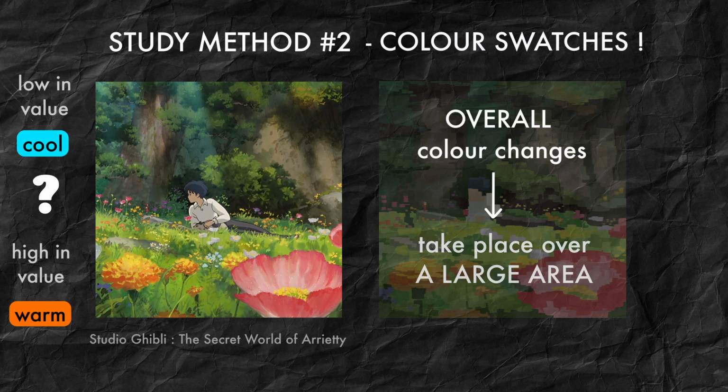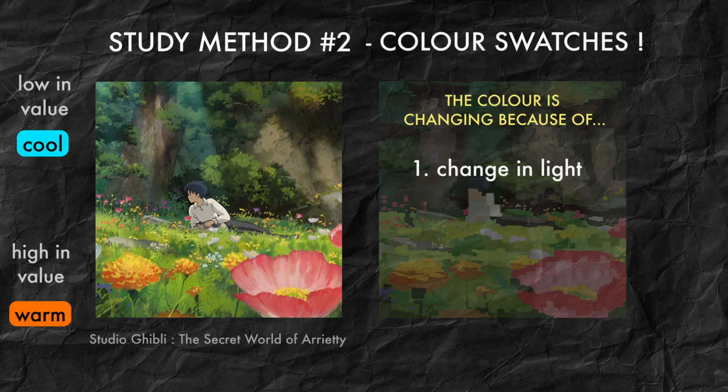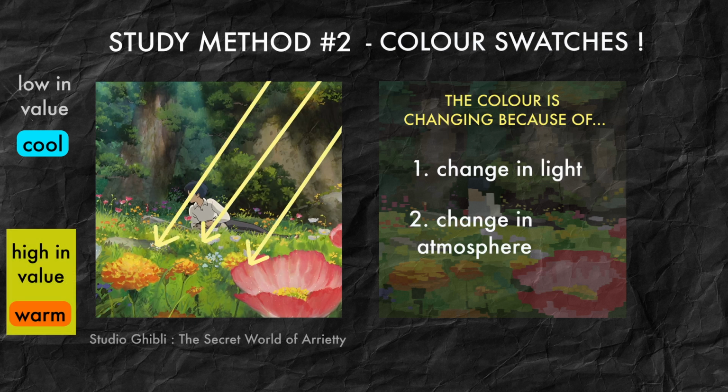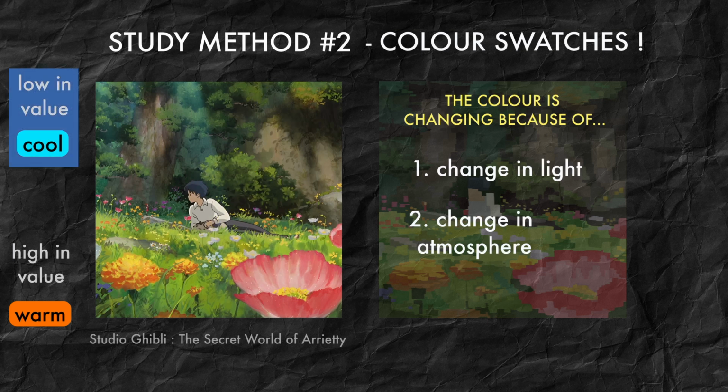Now, why is this change happening? Well, it is mainly because of a change in lighting and atmosphere. There is more warm yellow sunlight hitting the midground and foreground, making it high in value and warm in color. By comparison, the background looks lower in value and cooler in color since no sunlight is hitting it.